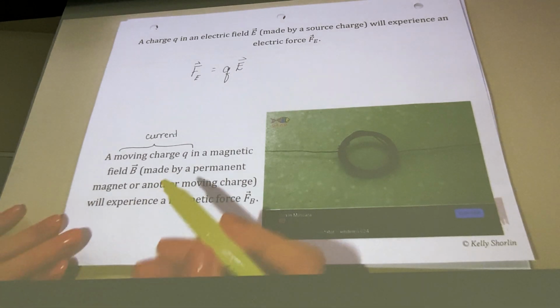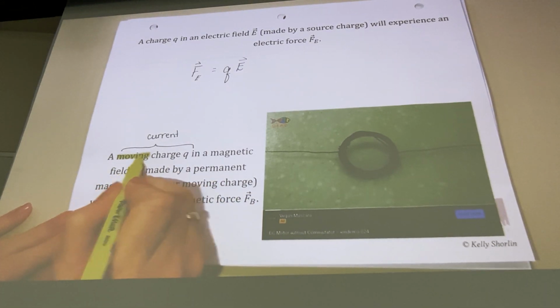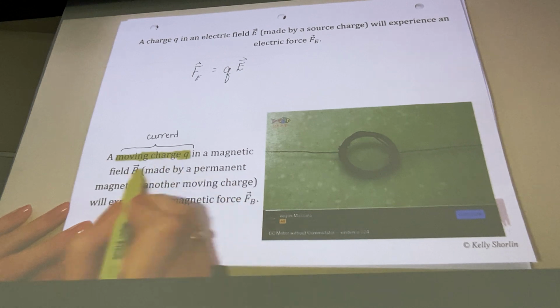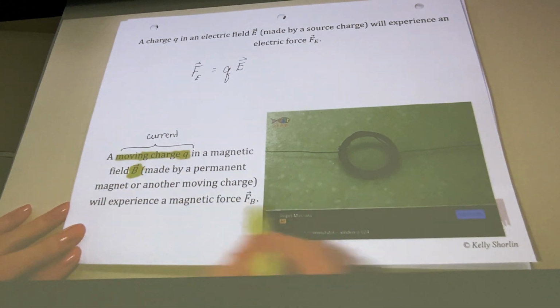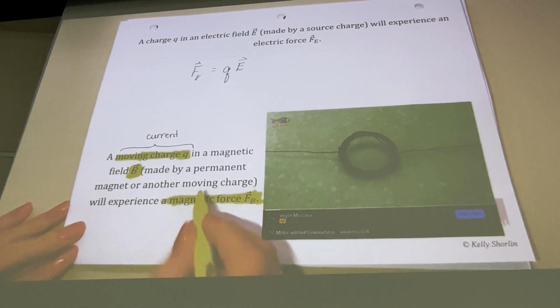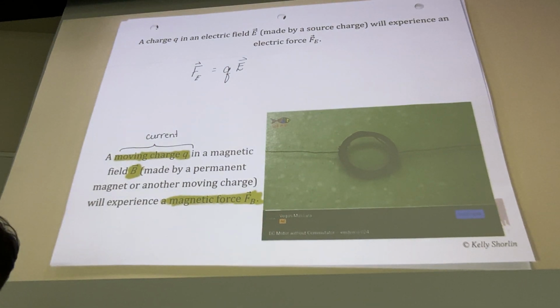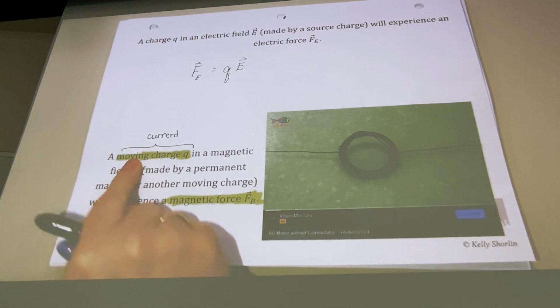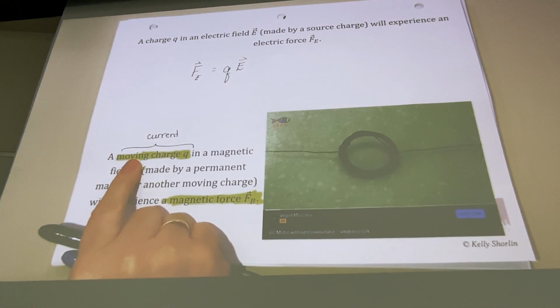So I should maybe even highlight some of this stuff. The word moving is important. A moving charge in a magnetic field will experience a magnetic force. To me this bit's really important: it specifies a moving charge. When you turned the current off, the motor stopped spinning. So that's kind of interesting.